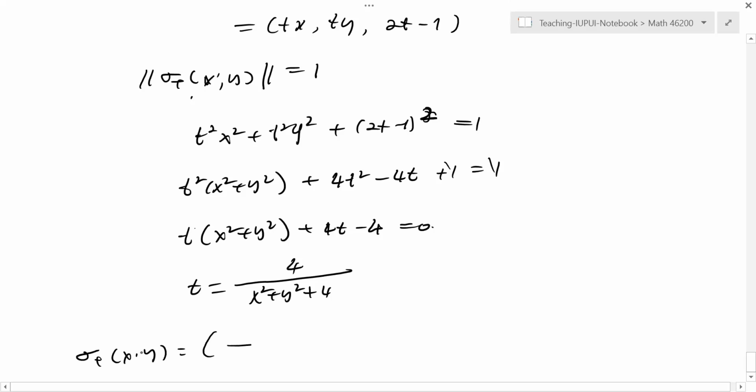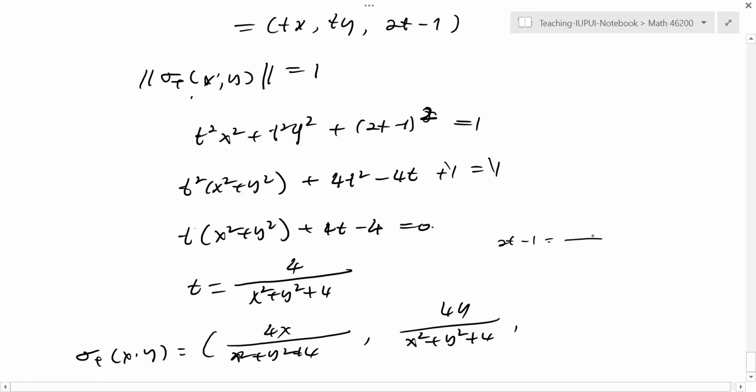So then I put back sigma plus xy. I'm going to put t here to 4x, and here 4y, and the 2t minus 1. Let's say 2t minus 1 is going to be what? 8 over x squared plus y squared plus 4, minus 1. So 8 minus 4, 4 minus x squared minus y squared. Okay, so that's the map.